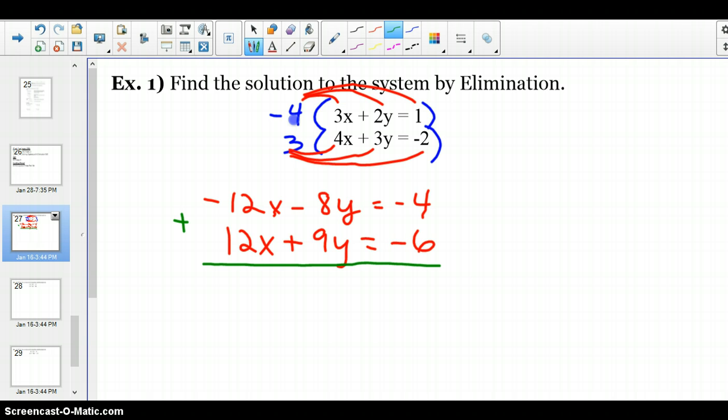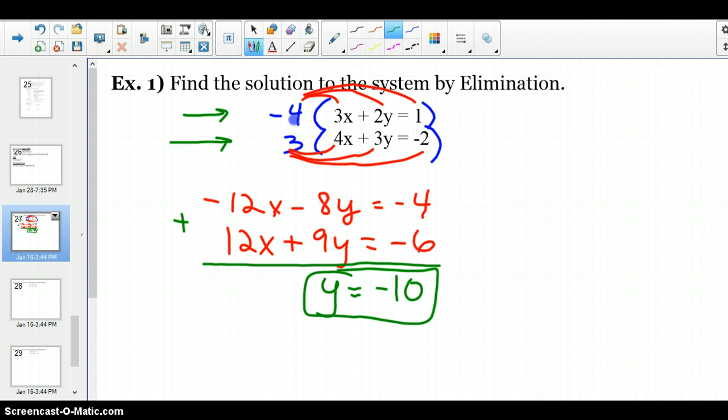So you have to come up with a strategy like I did up here. I multiplied by -4 and 3. You've got to come up with something like that so that one of the variables will cancel. So my x terms are gone. -8y plus 9y is positive 1y, and that's -10. All right, so there's one of our variables.